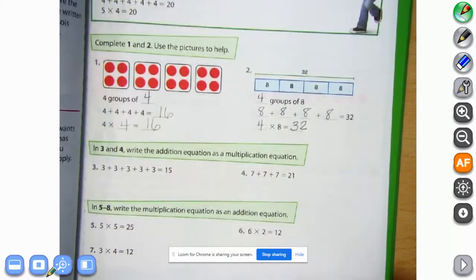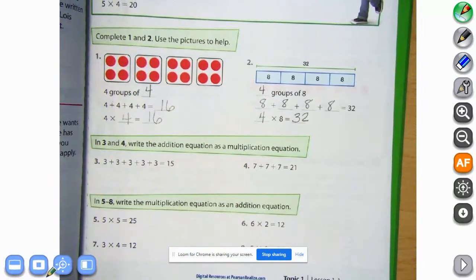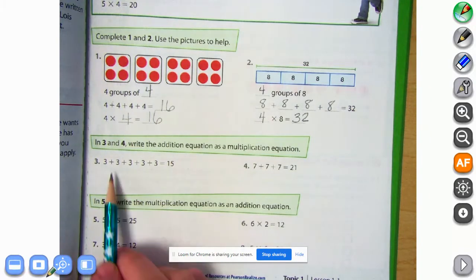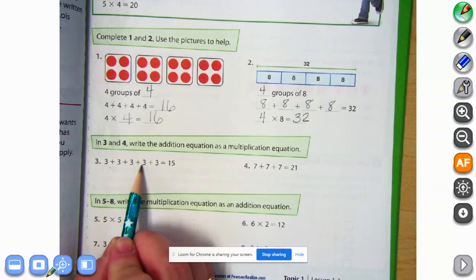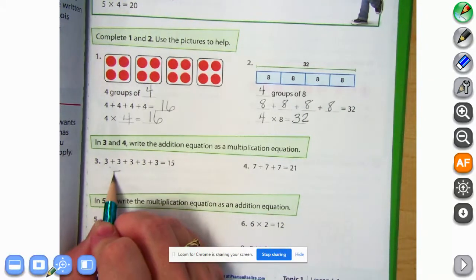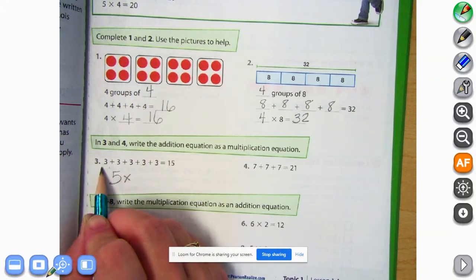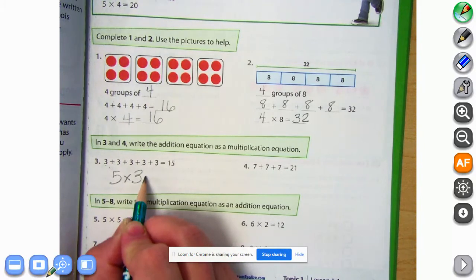Okay, we're going to go down to number 3 and 4. Write an addition equation as a multiplication equation. So they gave us addition. We need to write multiplication. 1, 2, 3, 4, 5. 5 groups of, the group size is 3, equals 15.